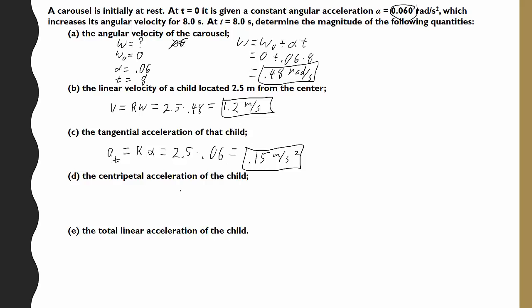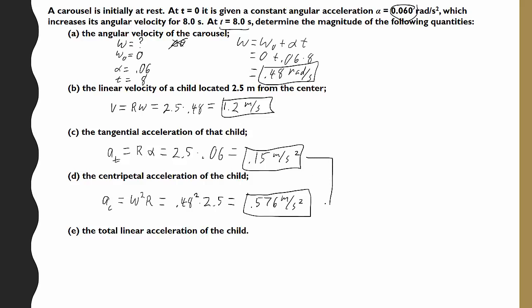Then we want the centripetal acceleration. Now this is changing, but we want it just at that specific time, t equals 8, and so we know the velocity at that time. We could do v squared over r, but just for fun, let's do omega squared times r. Our omega is 0.48. We're going to square that, multiply it by our r of 2.5, and we get 0.576 meters per second squared.